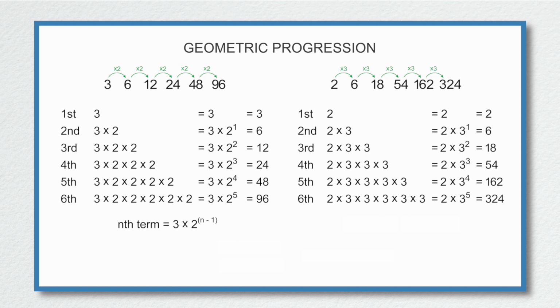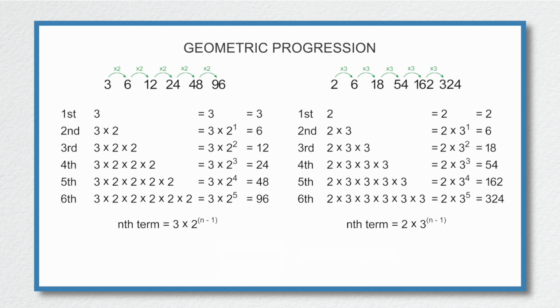Again, as with the previous example, there is a relationship. For the second term of this sequence, we had 3 to the power of 1. For the third term, we had 3 to the power of 2. For the fourth term, we had 3 to the power of 3. For the fifth term, we had 3 to the power of 4. For the sixth term, we had 3 to the power of 5. And so for the nth term, we're going to have 3 to the power of n minus 1. So our nth term for this sequence is 2 multiplied by 3 all to the power of n minus 1.